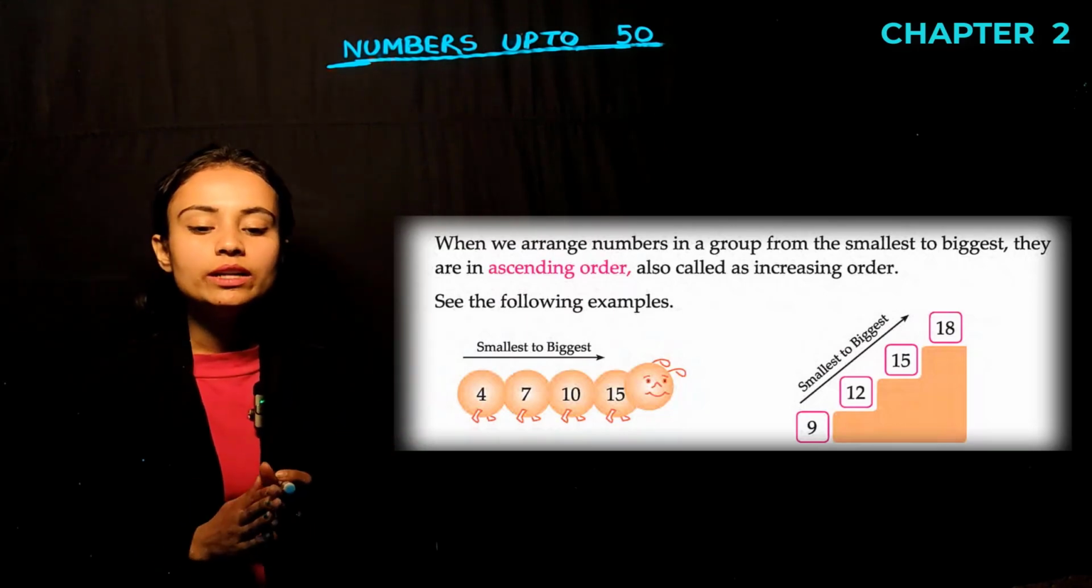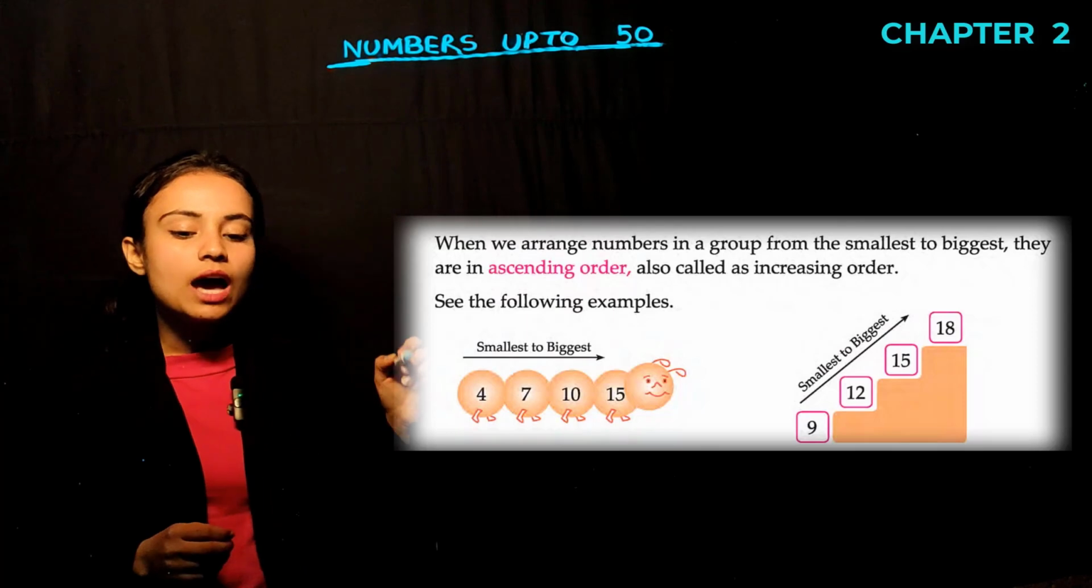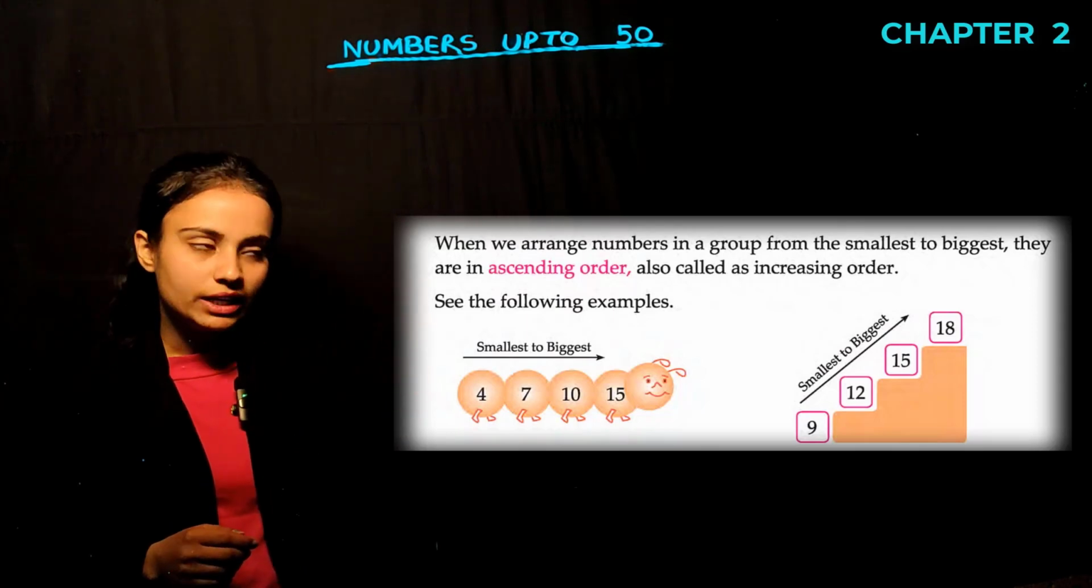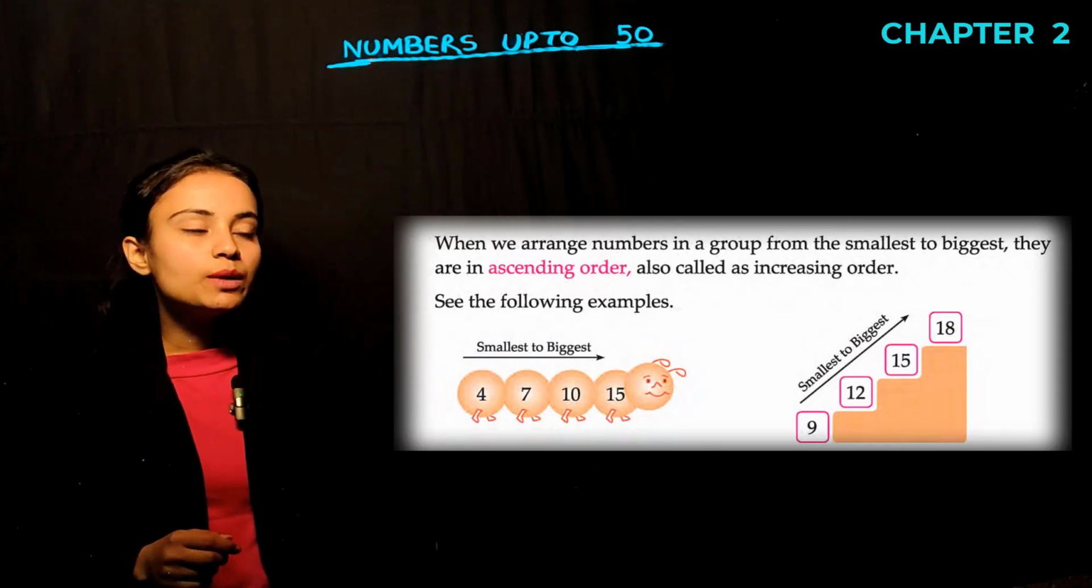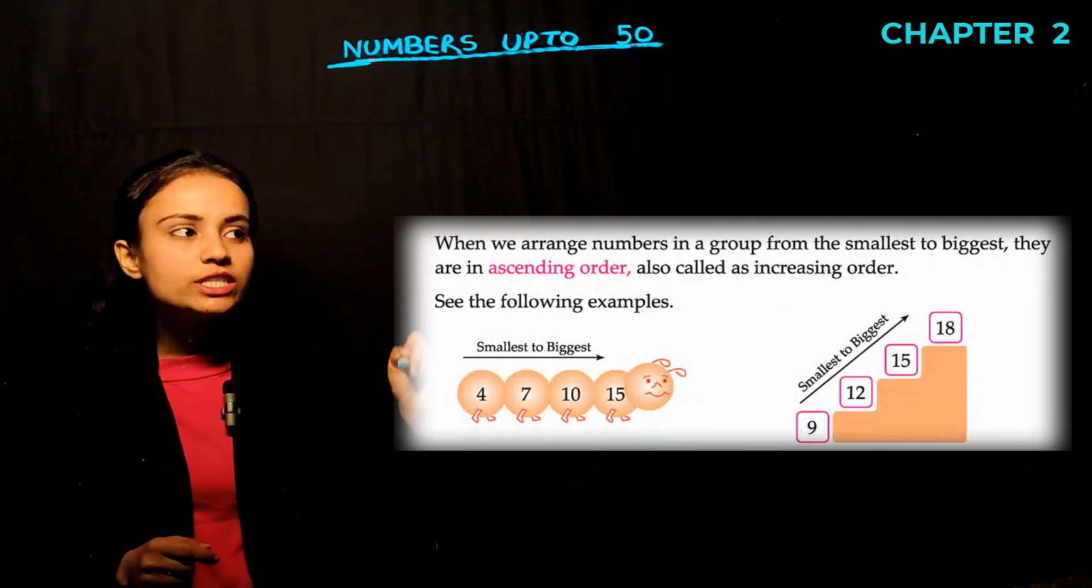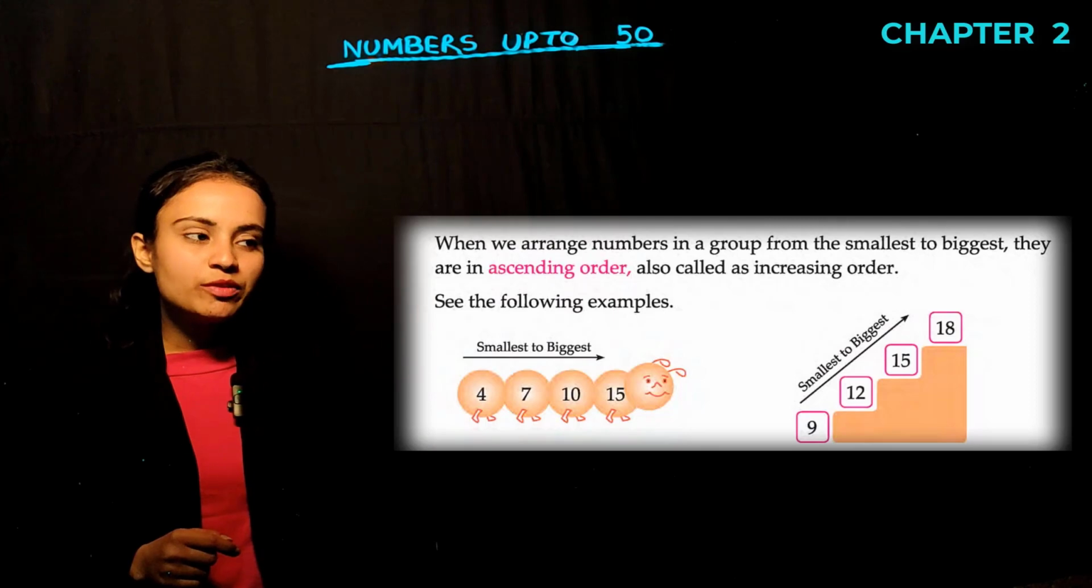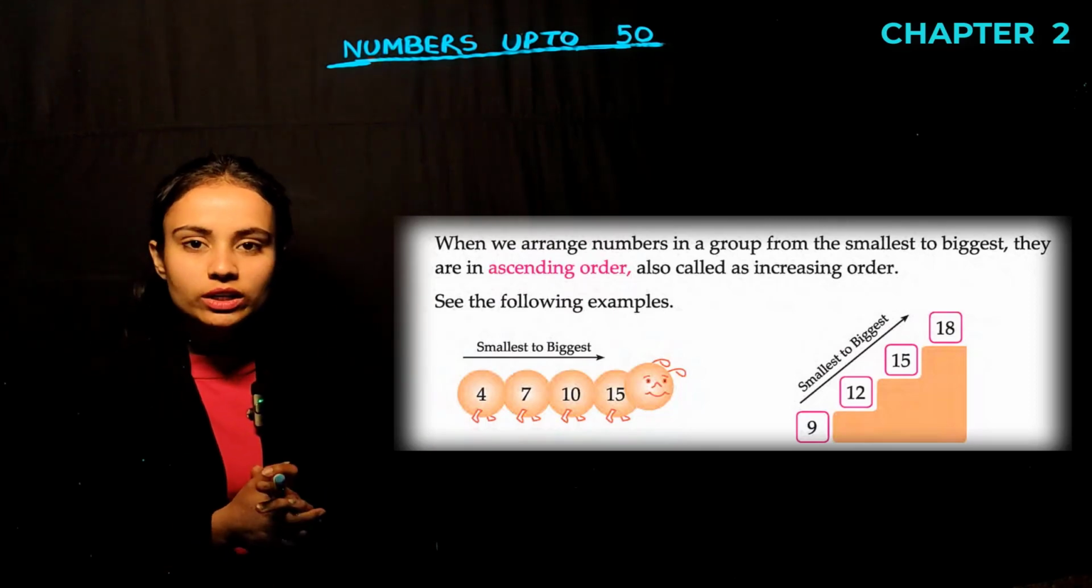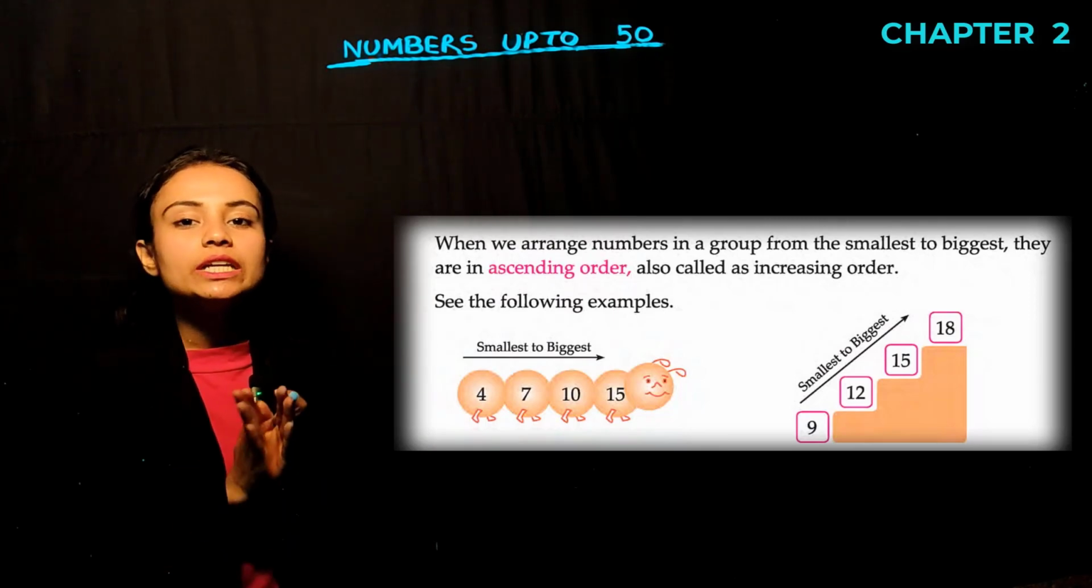Let's see the another one. Again 4 numbers are given: 9, 12, 15 and 18. Smallest one is 9 and the biggest one is 18. So here we are moving from smallest to biggest. So again, this type of arrangement we call them ascending order, or we can also call them increasing order.